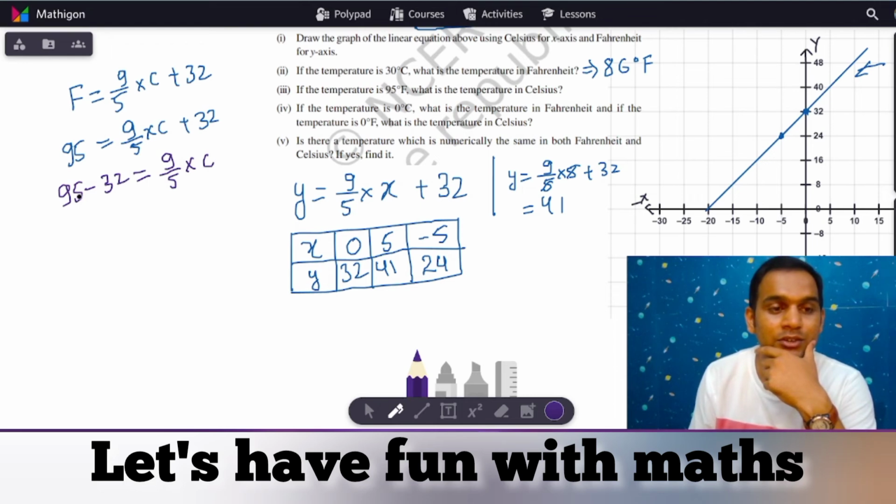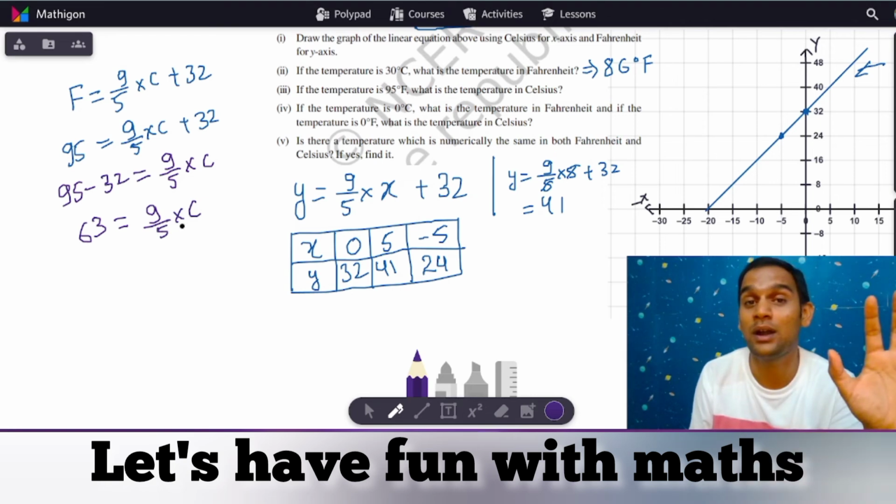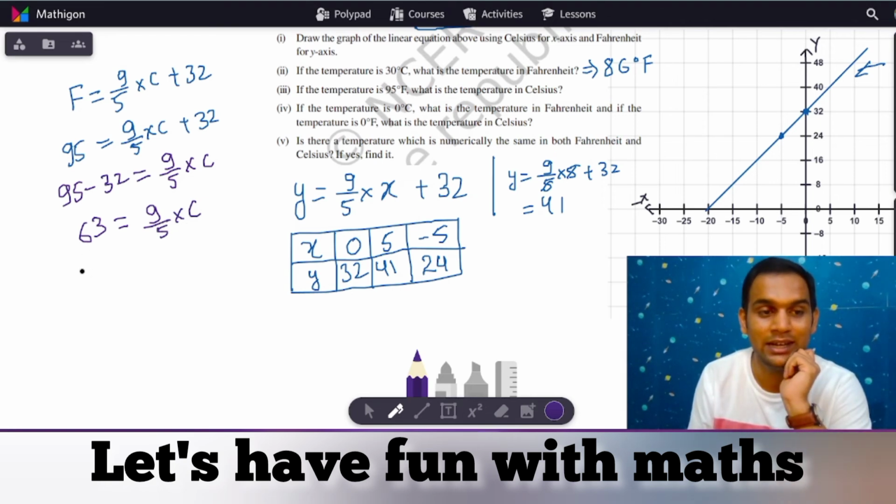So 95 minus 32, 5 minus 2 is 3, 9 minus 3 is 6. So 63 equals 9 by 5 times C. Now we have only one term, so we can take this to the other side. So 63 times 5 by 9 equals C.